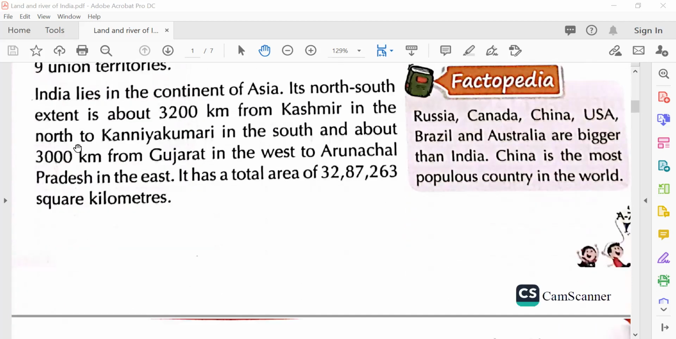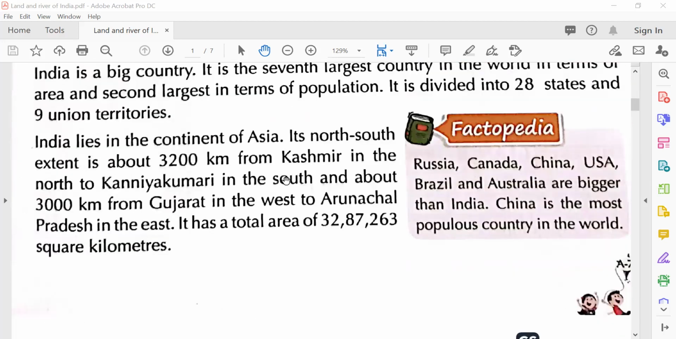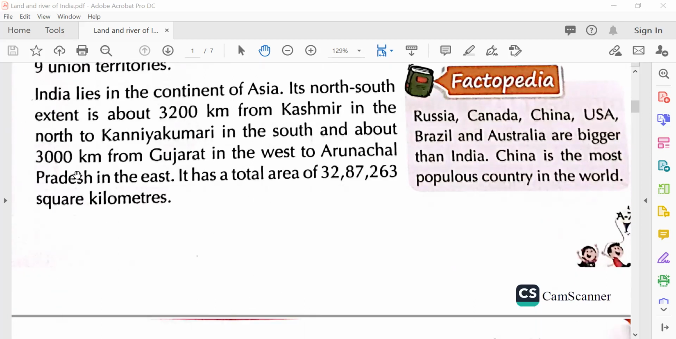India lies in the continent of Asia. So in which continent does India lie? Asia. Its north-south extent is about 3,200 kilometers from Kashmir in the north to Kanyakumari in the south. So in the map of India, north is this one, the up position. So in north, which place will you find? Kashmir. And in the south point, Kanyakumari. And about 3,000 kilometers from Gujarat in the west. And here in the west, what will you find? Gujarat.